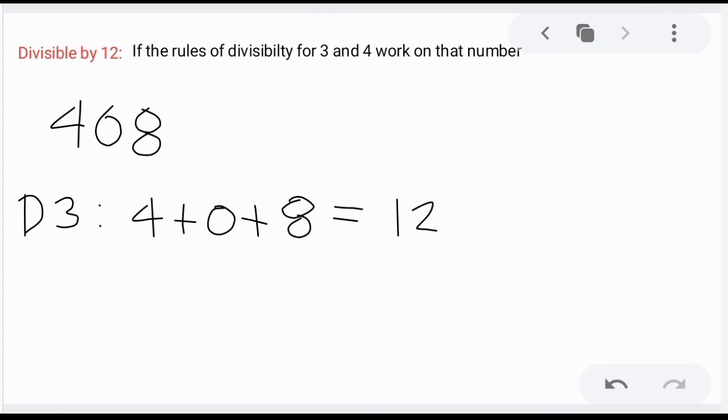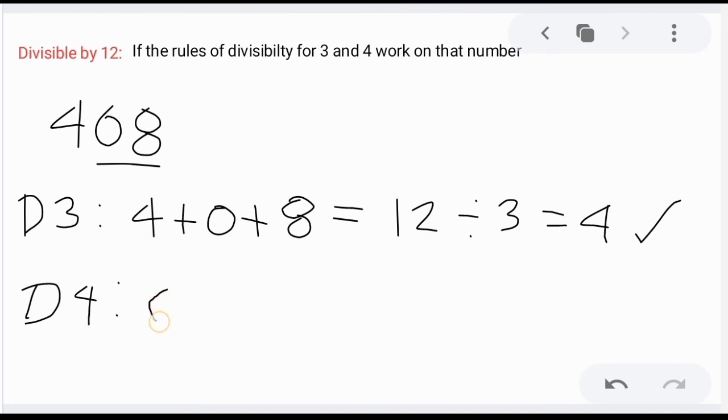Now, what we do next is divide it by 3. So, let's divide 12 divided by 3. We get 4. So, it works for divisibility rule for 3. Now, let's try divisibility rule for 4. So, let's get the last two digits of that number. So, we have 08 divided by 4. We get 2. Therefore, it works for divisibility rule for 4.